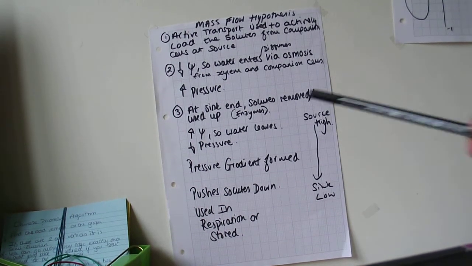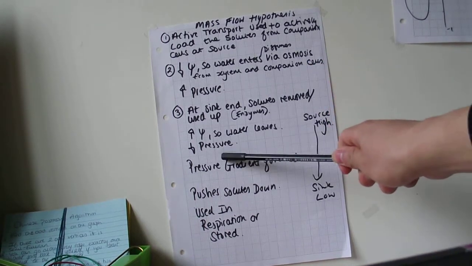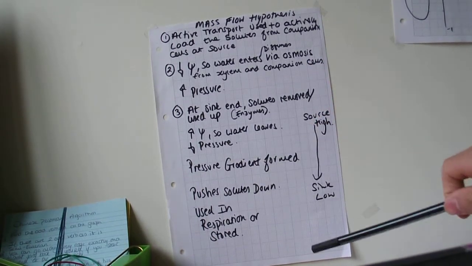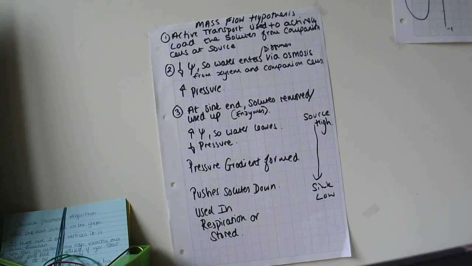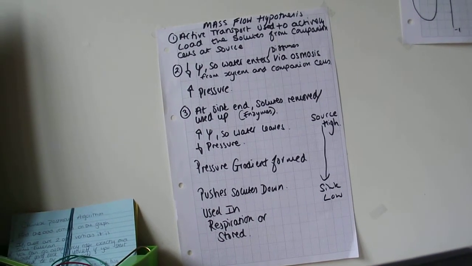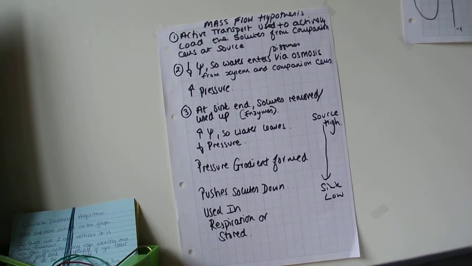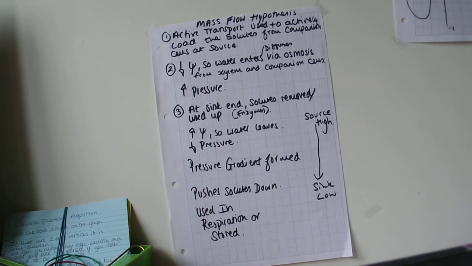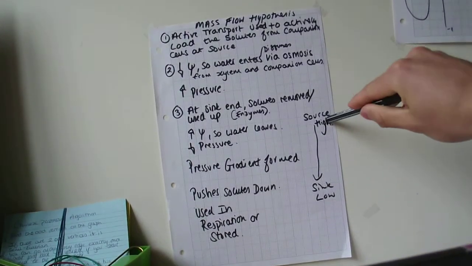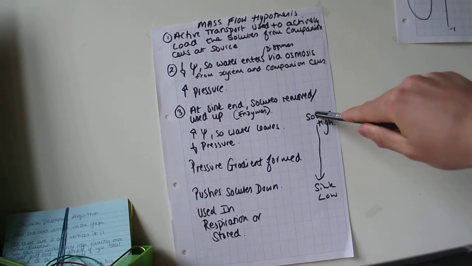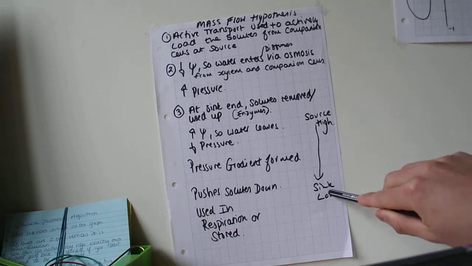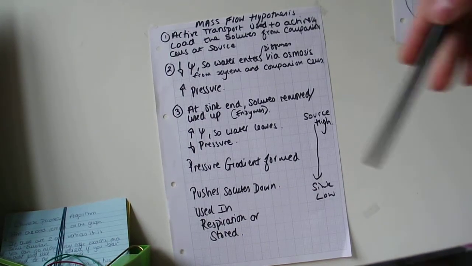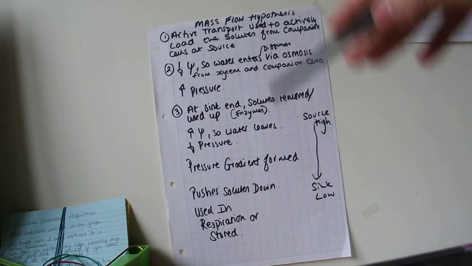So notice that we've got an increase in pressure at the source and a decrease in pressure at the sink. So that means a pressure gradient is formed. That's a key word there. Pressure gradient is formally what will be needed for a 4 marker, and this will push the solutes down because of this pressure gradient. So like this, the high pressure here and the low pressure here, solutes will move down from the source to the sink, and then they'll be broken down, and it's almost like a cycle, happening again and again and again.